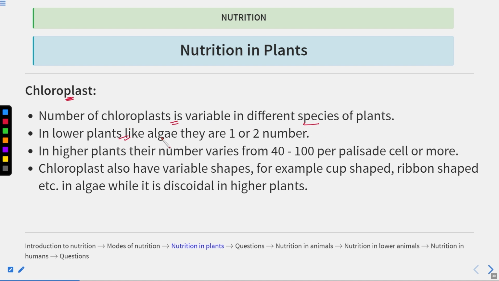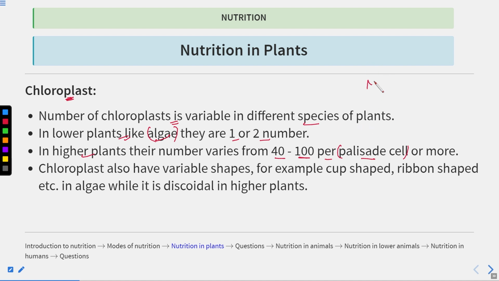In lower plants such as algae, so algae is also included under the kingdom Plantae. It is also a kind of plant which contains chlorophyll pigment. So algae is a type of lower plant, and the number of chloroplasts in algae can be from 1 to 2. Now, if we talk about the higher plants, their number varies from 40 to 100 per palisade cell.